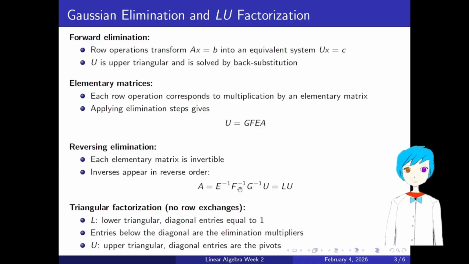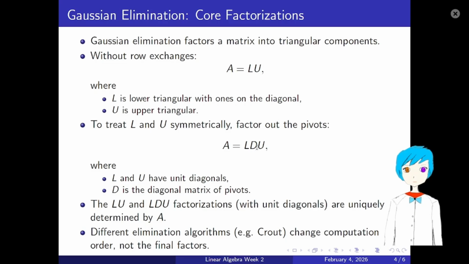Then if we apply the inverses of those elementary matrices, A equals E inverse F inverse G inverse U, which is LU. So L equals E inverse F inverse G inverse, and L is a lower triangular matrix. Also, its diagonal elements equal 1. The diagonal entries of U are the pivots. So in this case, L and U are not symmetric, because the diagonals of L are 1, but the diagonal elements of U may not be 1.